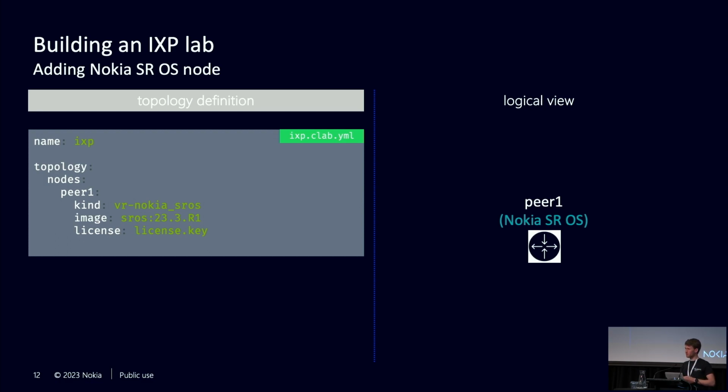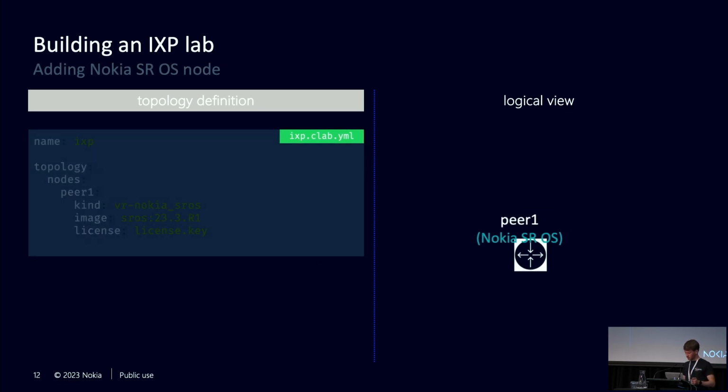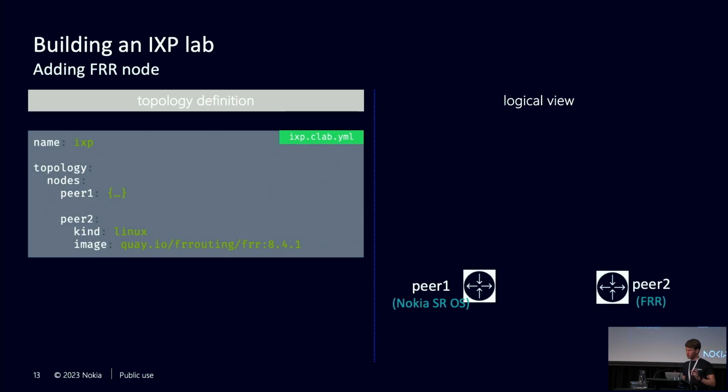The last field on this slide is the license field. So this is specific to the network operating system you're going to use. Some of them require a license, some others don't. In this case, we need a license, so you can also specify this license in the topology file directly. Again, the license needs to be provided by the user, and is not provided by Containerlab.